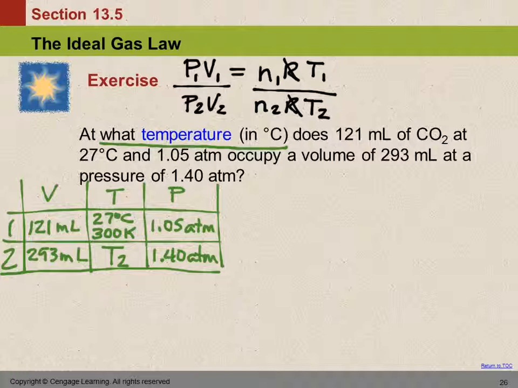It doesn't say anything about n. So then we are left to assume that n is not changing. That it's this particular gas sample, and we're just messing with it. We're not actually adding or taking out any of the gas. So in this example, n is constant.